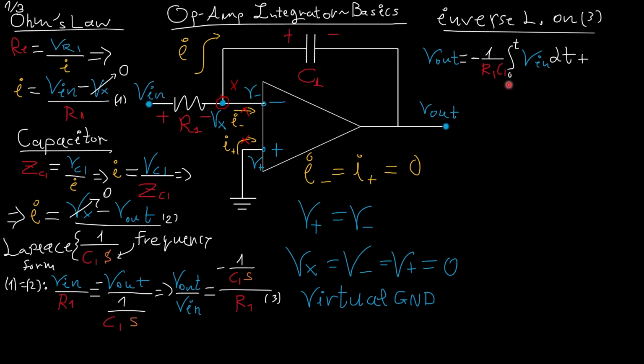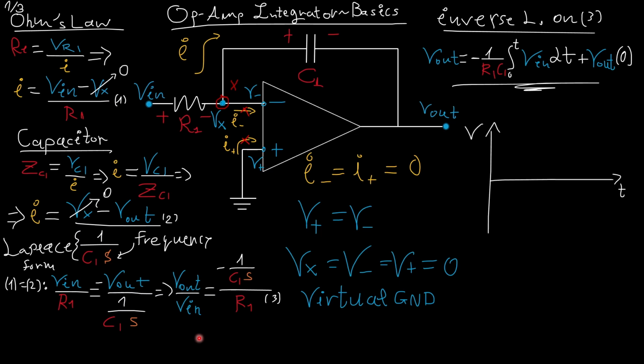If we perform the inverse Laplace here, we get that Vout is minus 1 over R1C1 times the integral of Vin with respect to dt plus an initial voltage that we might have had here on Vout, because we must be careful when we work with capacitors and do inverse Laplace transformations, we get integrals and things like that. And that's it. That's basically the op-amp integrator.